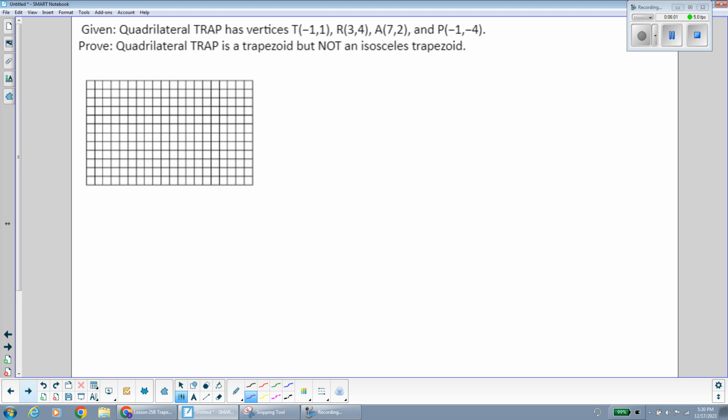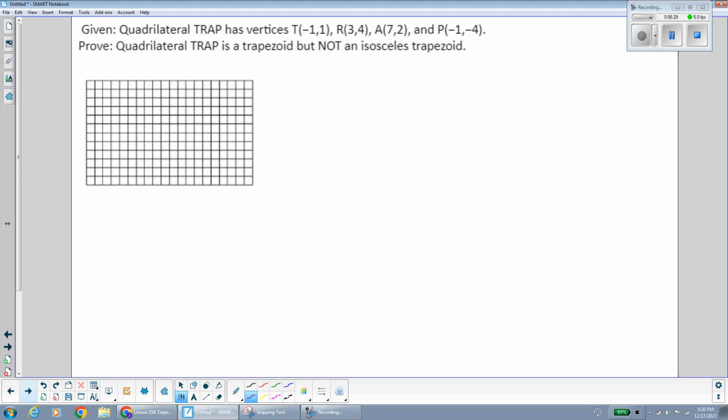To show it's not an isosceles trapezoid, after we first prove it's a trapezoid, we have two options. Either we can find the length of the legs and show that they are not the same. That's with the distance formula. Or we can find the length of the diagonals and show that they are not the same. That would also be with the distance formula. The reason for that is if it were an isosceles trapezoid, it would either have congruent legs or congruent diagonals. So if it doesn't have that, it would prove it's not an isosceles trapezoid.